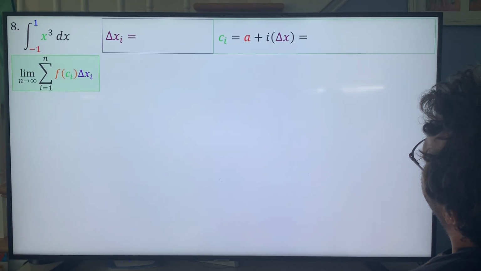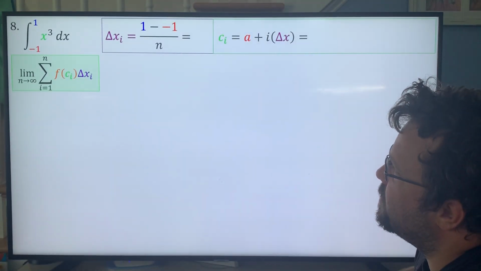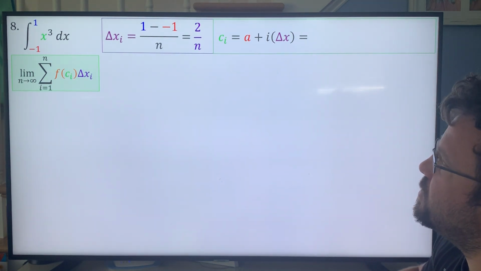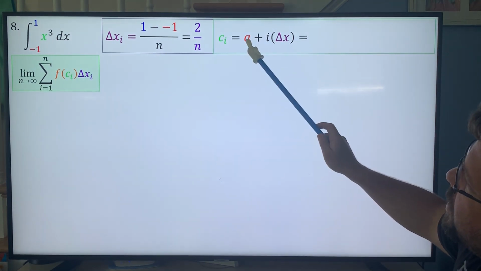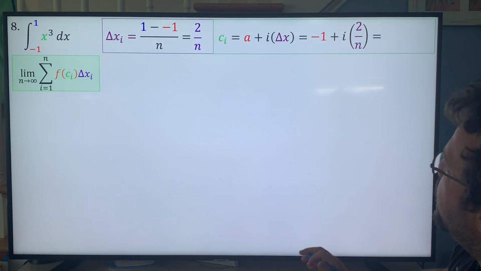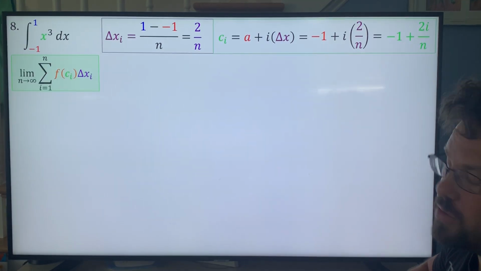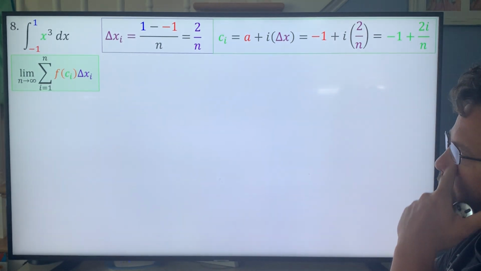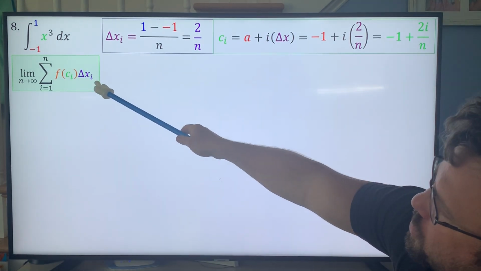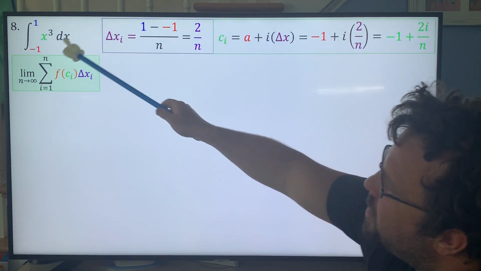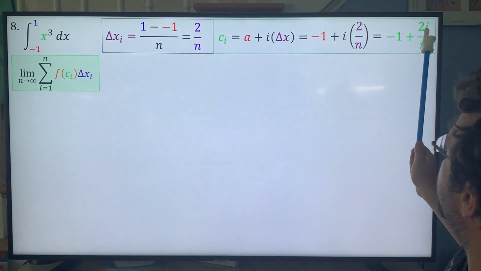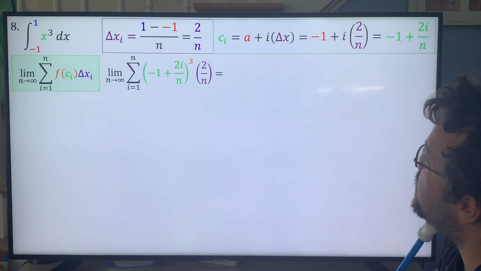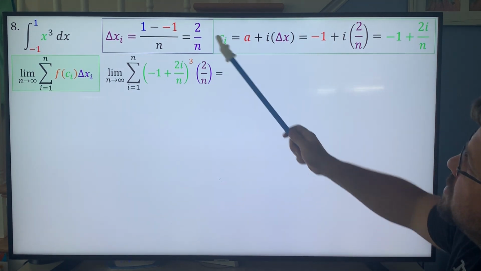All right. So, start with delta x, negative 1 subtracted from 1. 1 plus 1 is 2 over n. Negative 1 plus i times 2 over n is negative 1 plus 2i over n. All right? Let's go. Let's use our little formula right here. We're plugging that in. You're going to cube this guy. Negative 1 plus 2i over n cubed, times this.